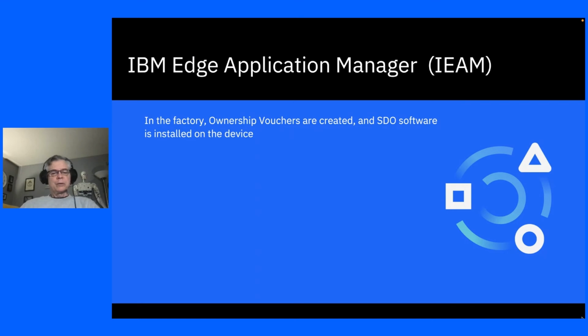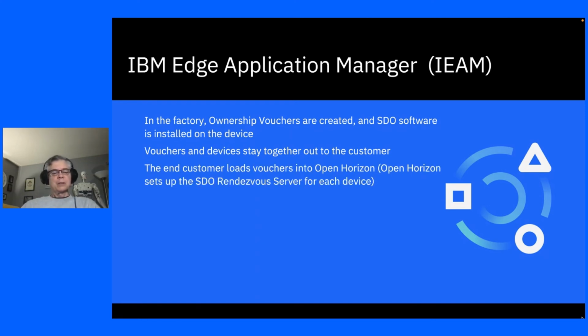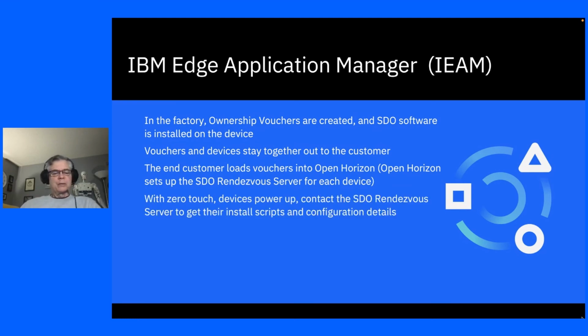In the factory, ownership vouchers are created and SDO software is installed on the device. Vouchers and devices stay together all the way out to the customer. The end customer loads the vouchers into Open Horizon. And Open Horizon sets up the SDO rendezvous server for each device into the IEAM Management Hub, which is the Open Horizon Management Hub. With zero touch, devices then power up, contact the SDO rendezvous server to get their install scripts and their configuration details.